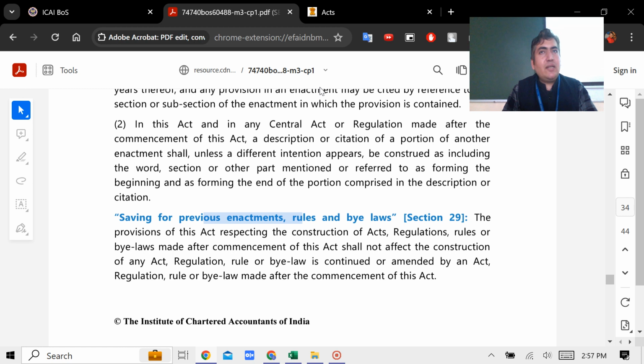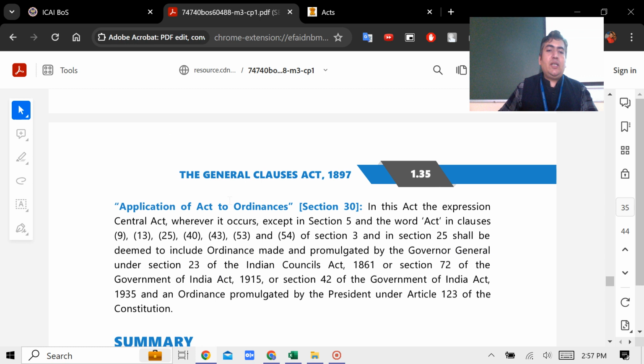Do you understand what I'm saying? Okay. The last one is Section 30. Section 30 is talking about application of the Act to ordinances, guys. Ordinances. What is an ordinance? First of all, tell me this.